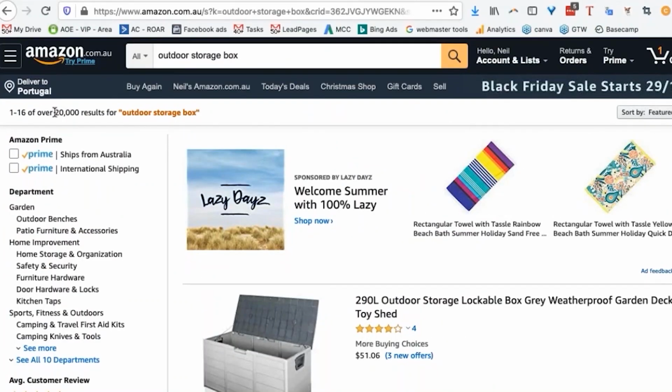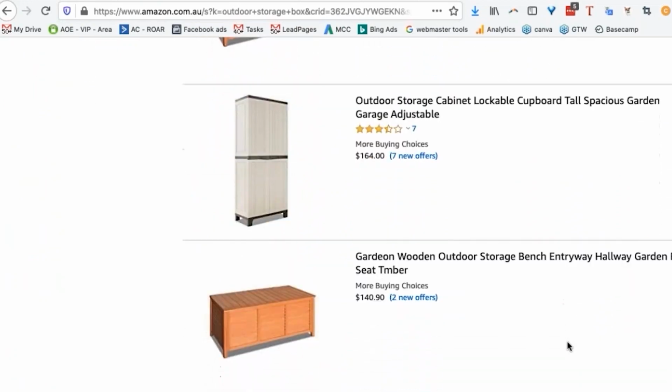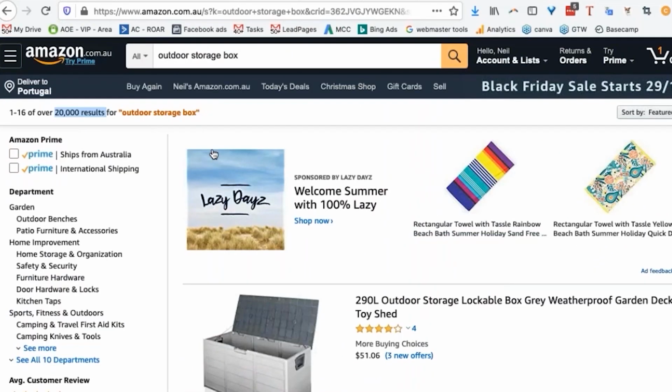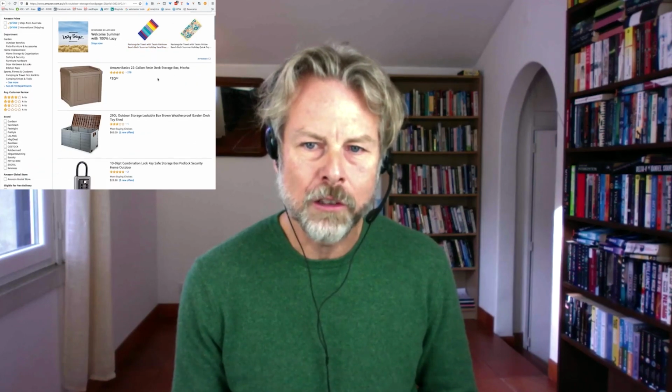So it says here, look, 20,000 results. Does that mean, very quickly, that 20,000 people are selling this product? No, it does not mean that. It means that those three words, outdoor storage box, are indexed and linked to 20,000 results. That's what it means, all right? So don't confuse that. I've shown you that already with the last thing we went looking for. Doesn't mean that's what they are at all.